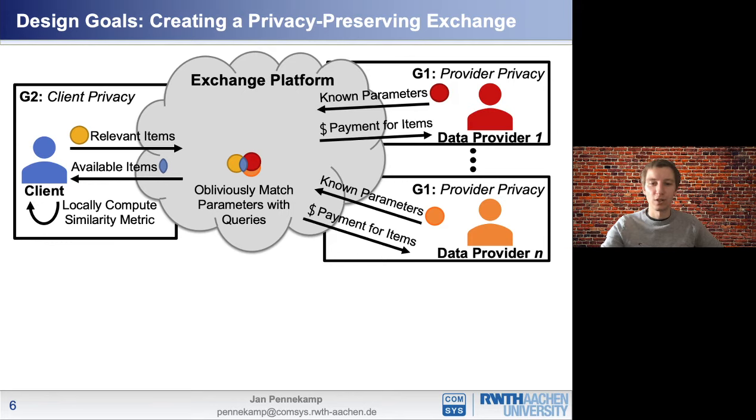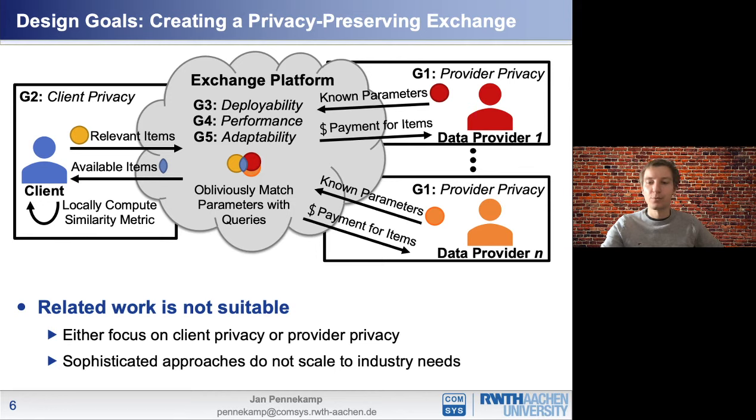Then once he has identified those items, he requests them and only receives the intersection of the available and requested items from the exchange. Now, for the exchange itself, we also have three additional design goals. It should, of course, be deployable in the real world. Then the performance should satisfy use case specific needs. And it should finally be adaptable in terms of security and privacy according to the available use case.